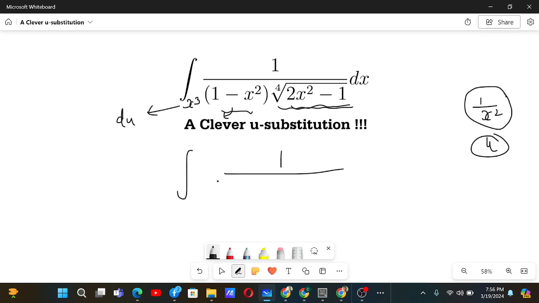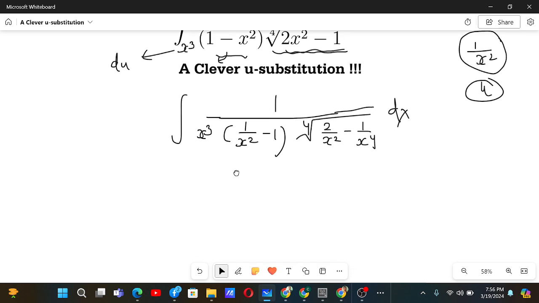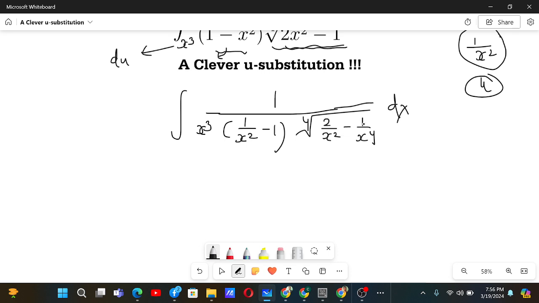If we take x square common from here and x from here, basically we have x cube times (1 by x square minus 1), and over here it's the 4th root of (2 by x square minus 1 by x to the power 4). We don't really have a nice expression over here, but if you notice, if we take a minus common, we have 1 by x to the power 4 minus 2 by x square, whose square can be completed. So we can complete the square in this expression, and we get the same expression over here as well, and that's pretty awesome.